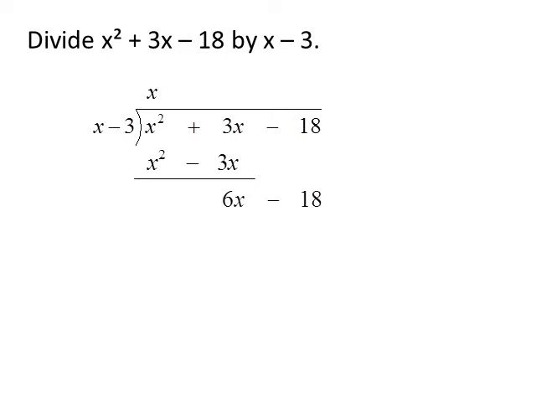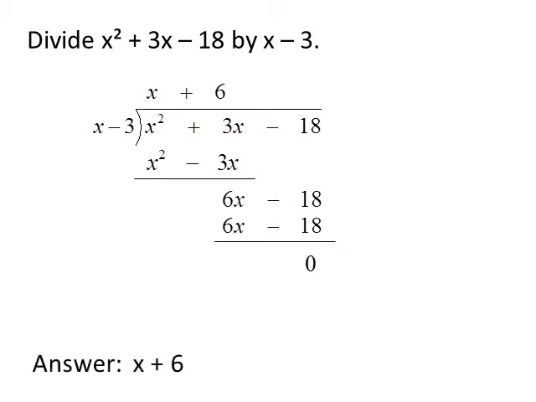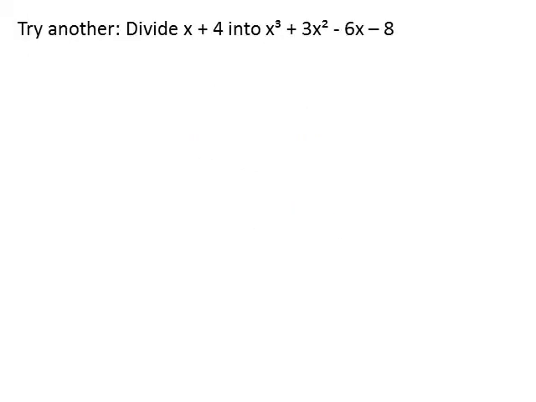Then I do 6x divided by x, which gives me 6. So remember, I'm doing this by terms, so I put plus 6. And then 6 times x minus 3 is 6x minus 18 after I distribute. I subtract it, and I get 0. So let's do one more, but it's a little more complicated. So I'm going to have x to the third plus 3x squared minus 6x minus 3 divided by x plus 4.